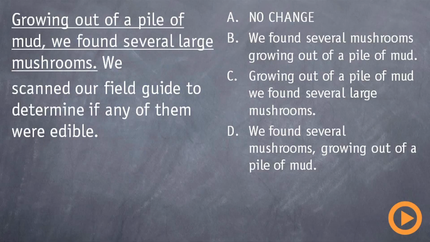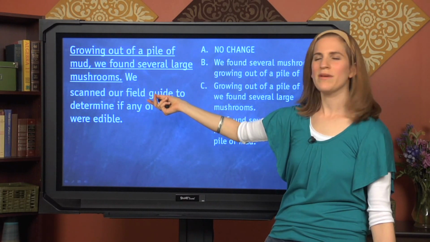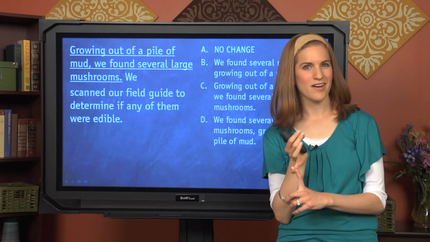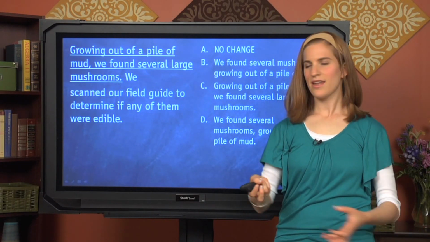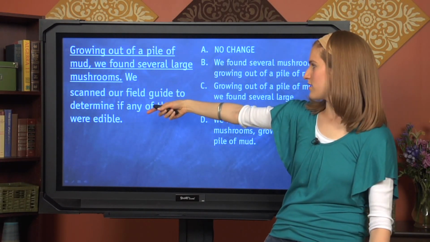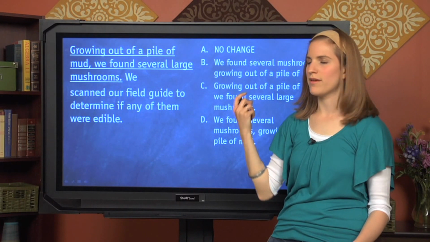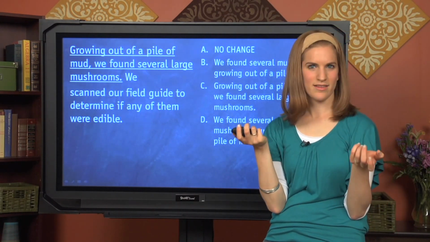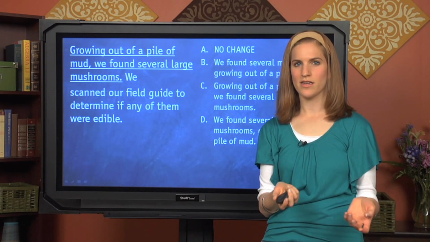We've got "growing out of a pile of mud, we found several large mushrooms," and that's underlined. So we're going to look at the corresponding question. But before we get to that, let's ask ourselves the 3 questions. First of all, does it belong here? Well, in context, we know it does. We kind of need this here because it goes on to say we scanned our field guide to determine if any of them were edible. So we care about these mushrooms. Not much we want to take out of this sentence. So the sentence belongs here.